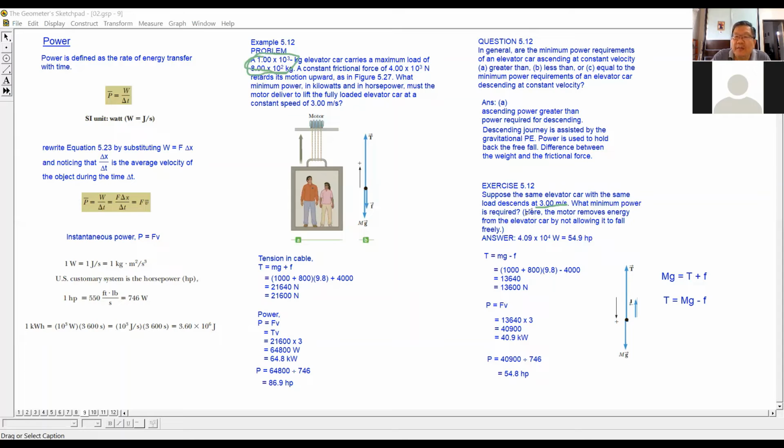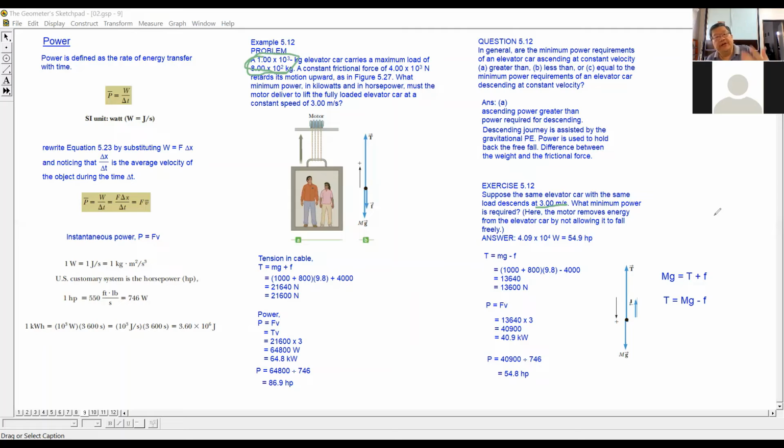So what is the minimum power required? Here the motor removes energy from the elevator by not allowing it to fall freely. What does this mean? Not allowing it to fall freely? Why should I need power to move the thing down? In the first case, you can just let it fall down. The motor doesn't need to do any work, and you don't need to turn on the motor at all. You can just switch off the motor. Why would you want to use power to move it down?